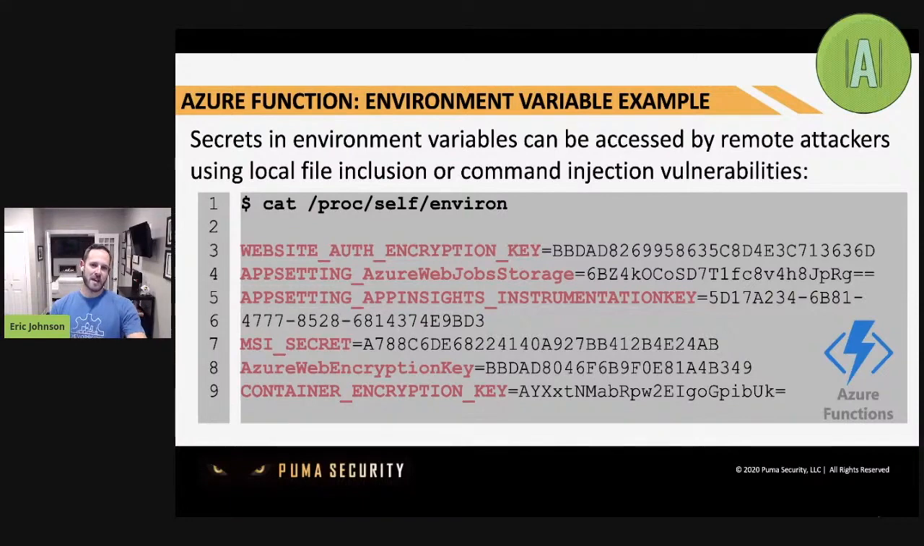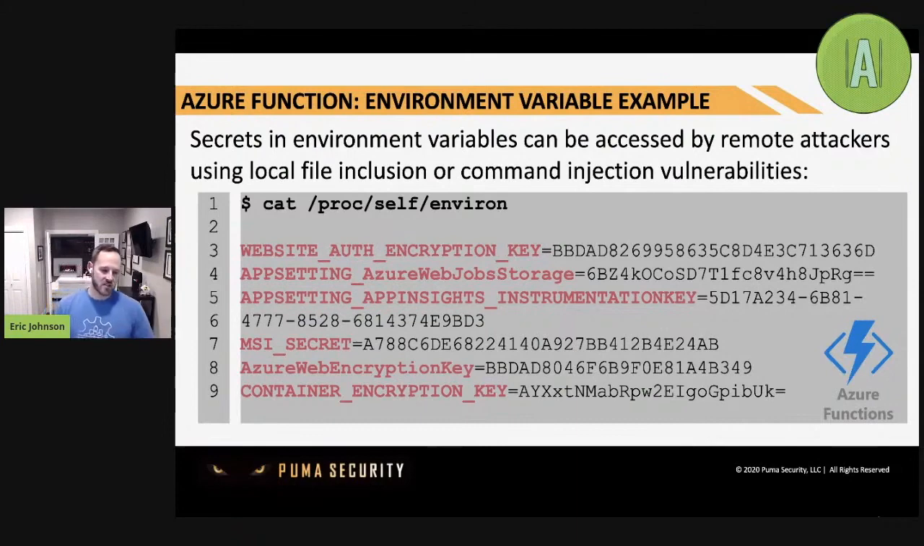So I'm showing you the Azure ones, which has a lot of encryption keys. There is a connection string to the Azure storage blob or the Azure storage account that it's actually downloading the function deployment package from. So you can actually pivot from the function into the storage account just based on the environment variables.